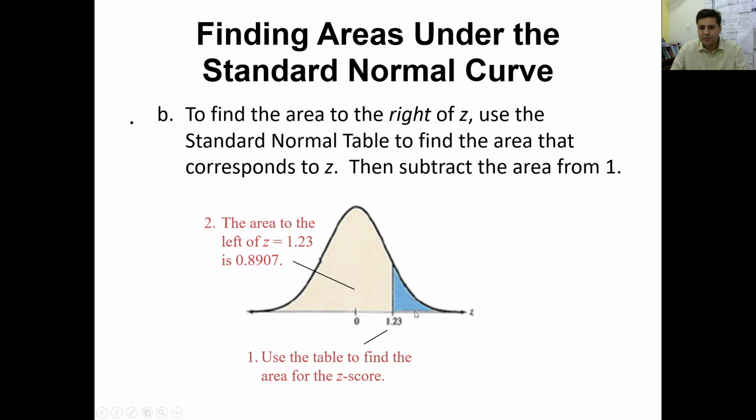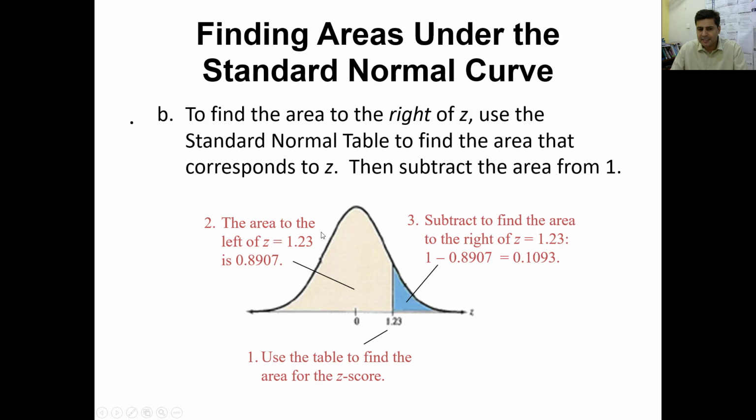Now we want to calculate this area. How will we calculate it? We have already calculated the area to the left of z of 1.23; I already showed you from the table. Use the table to find the area of the z score. Because the total area is equal to 1, we subtract: the total area 1 minus this area. So you will calculate this area.